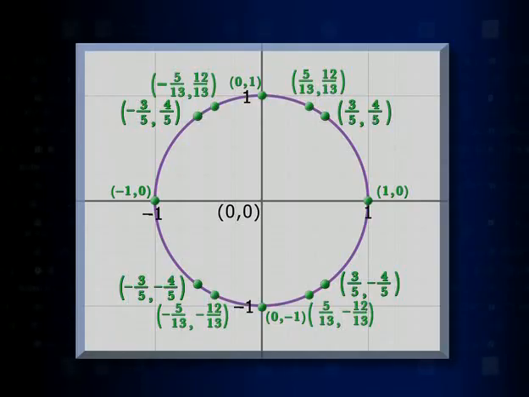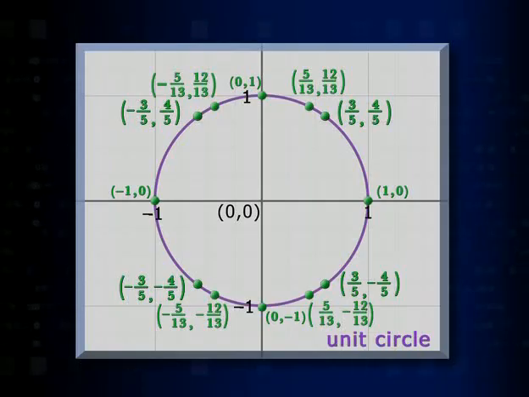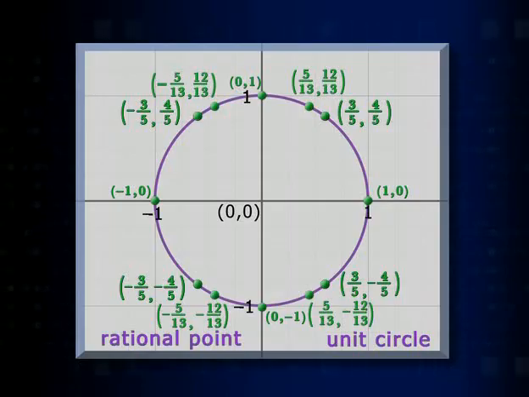Well, recall that the circle having radius 1 and centered at the origin (0, 0) is called the unit circle because the radius is 1 unit. In addition, we called a point on the circle a rational point if both coordinates are rational numbers.